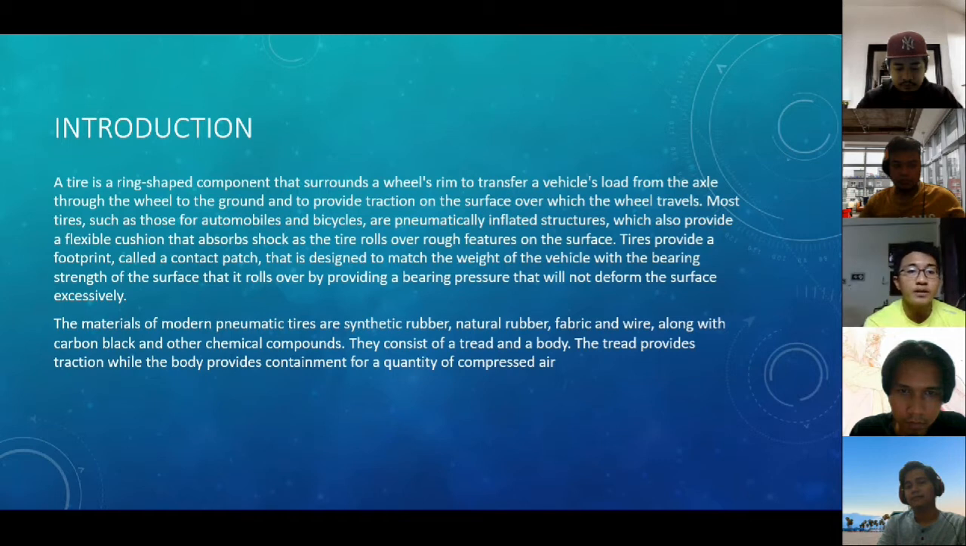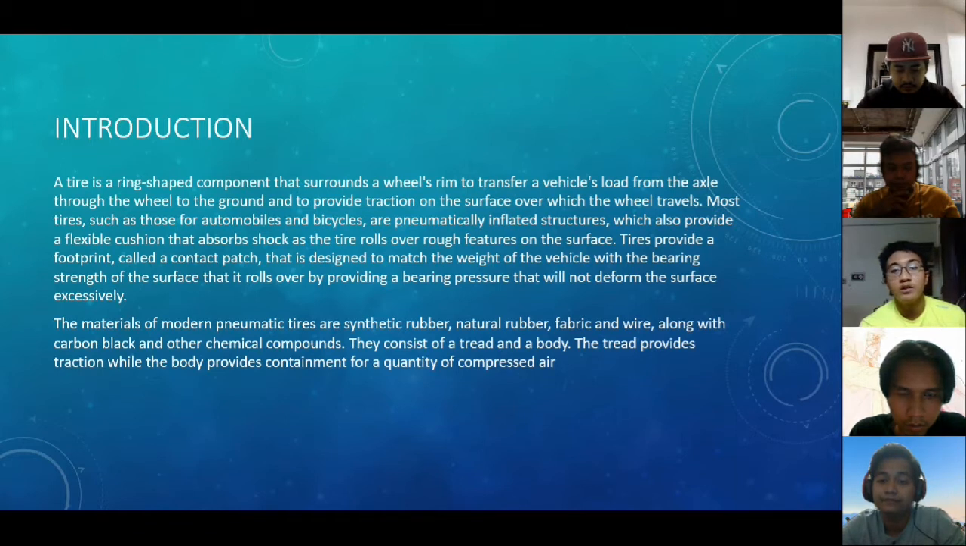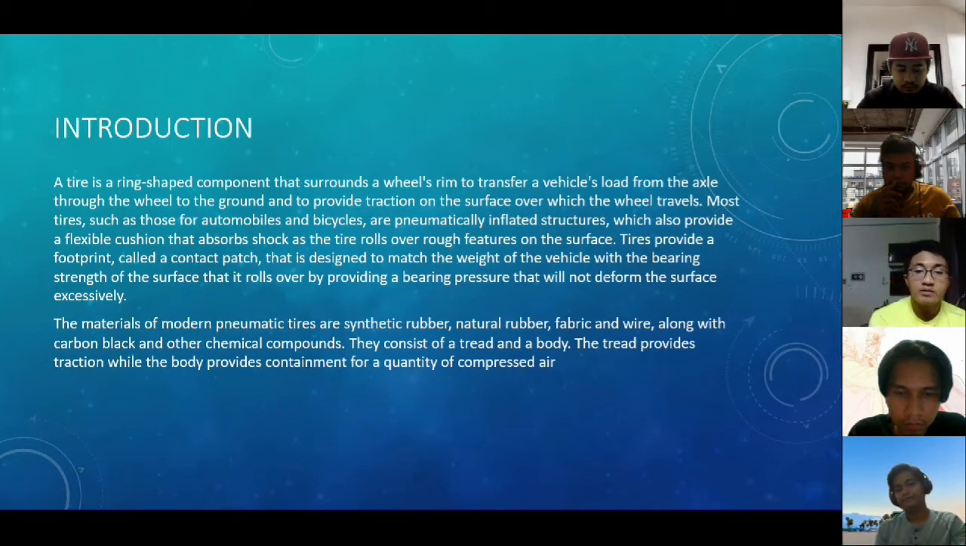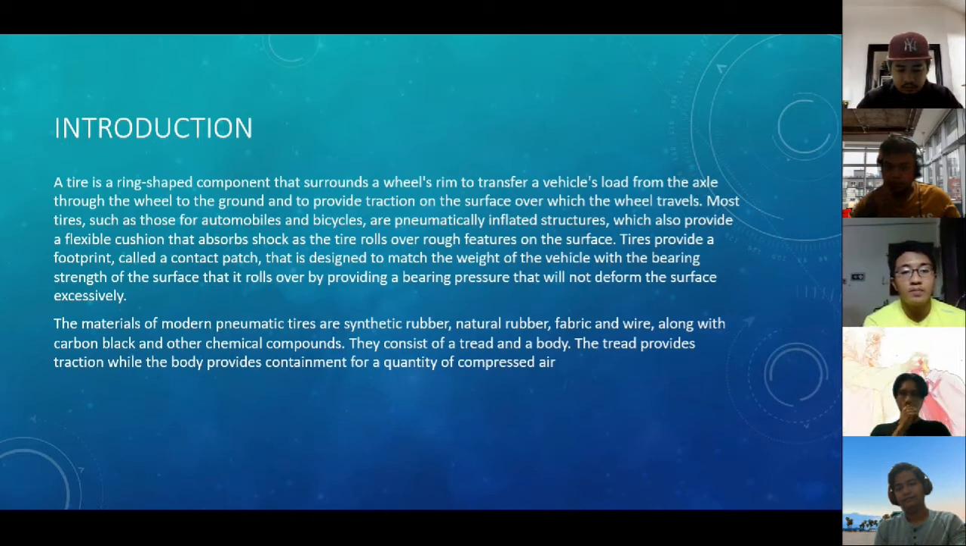Tires provide a footprint called a contact patch that is designed to match the weight of the vehicle with the bearing strength of the surface that it rolls over by providing a bearing pressure that will not deform the surface excessively. The materials of modern pneumatic tires are synthetic rubber, natural rubber, fabric and wire, along with carbon black and other chemical compounds. They consist of a tread and a body. The tread provides traction while the body provides containment for a quantity of compressed air.